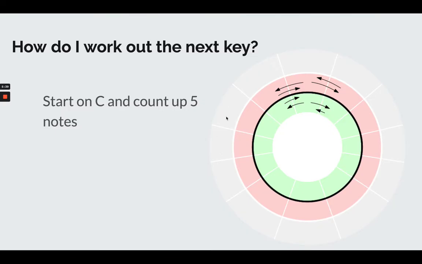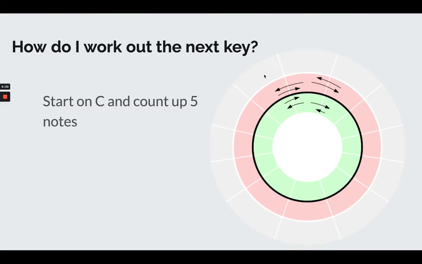We have C at the top here. We are going down 5, or what is known as a perfect fifth interval. C, B, A, G, F. So this key is going to be F. Then we're going down another perfect fifth.